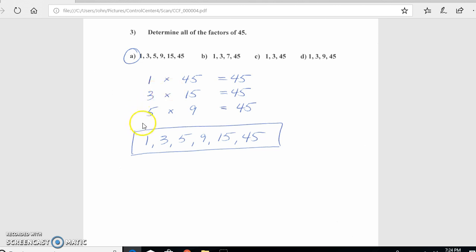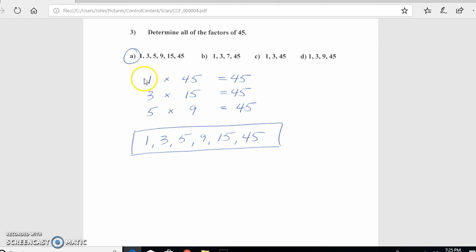So if we go to 6, 6 is not a factor of 45. There's no whole number times 6 that will give me 45. 7 is not a factor of 45. 8 is not a factor of 45. 9 is a factor of 45. 9 times 5 gives me 45, but I already have the 9 right here. So once I start repeating, I know I'm done, and I've got all my factors.